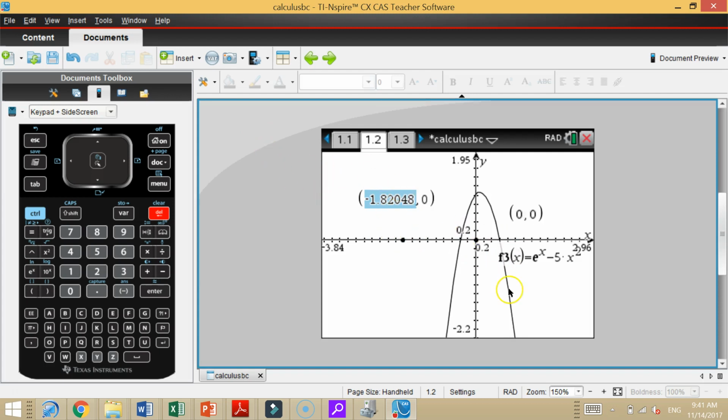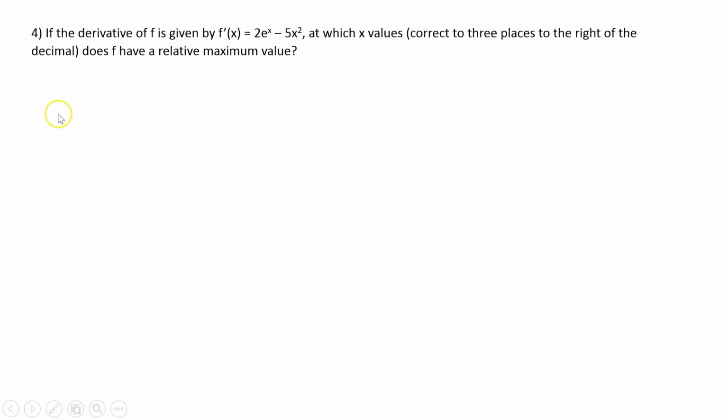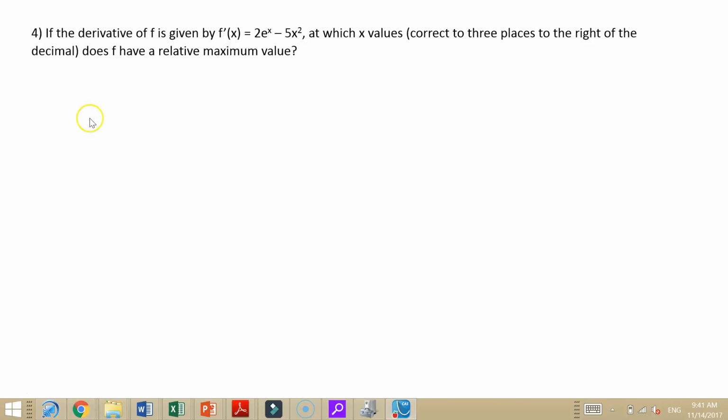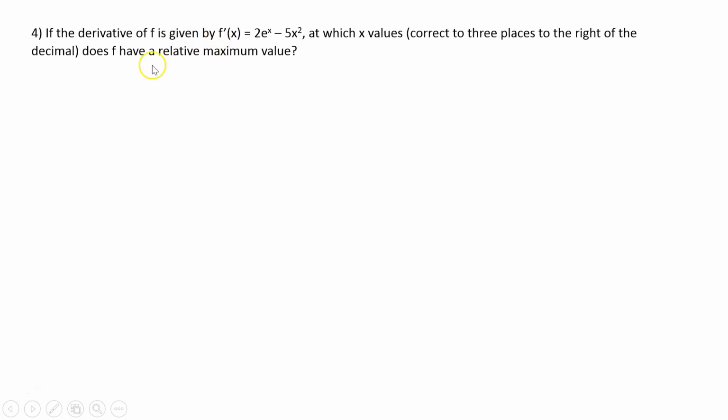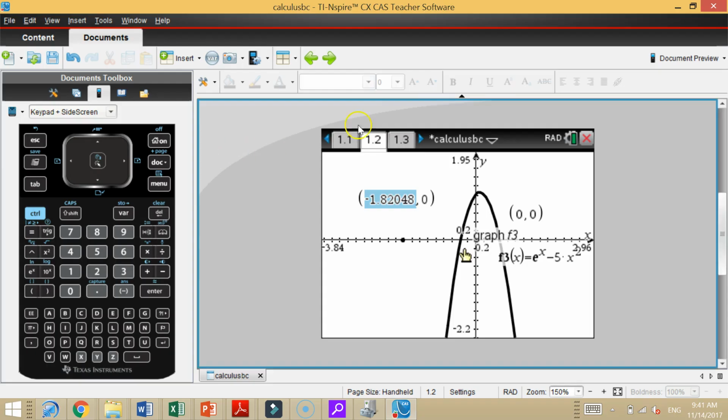We'll leave them there. That's fine. Okay, so we're looking for x values where f has a relative maximum. So a maximum happens when the derivative changes from a positive value to a negative value. The only place that happens is right here. That's the only spot it happens.